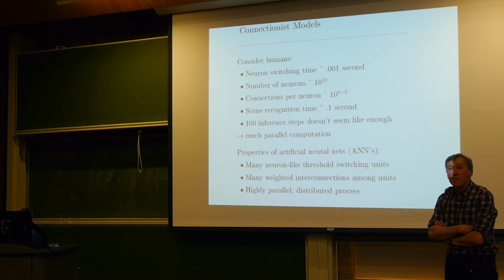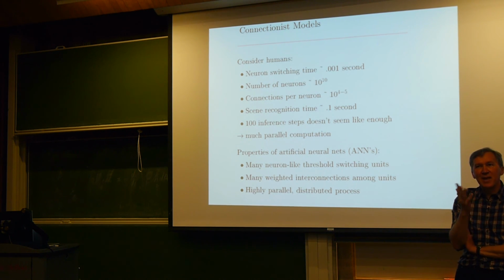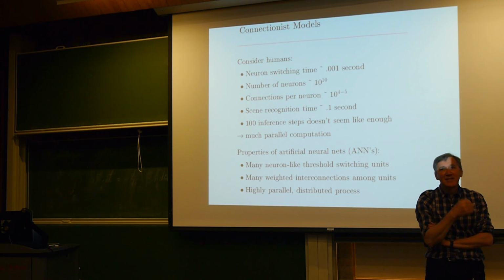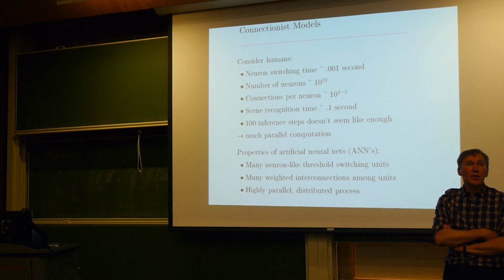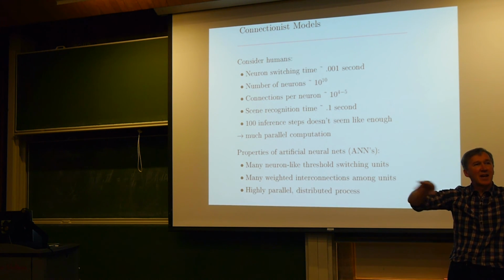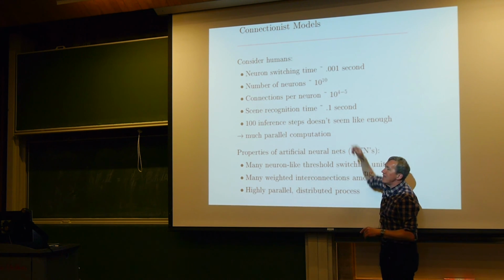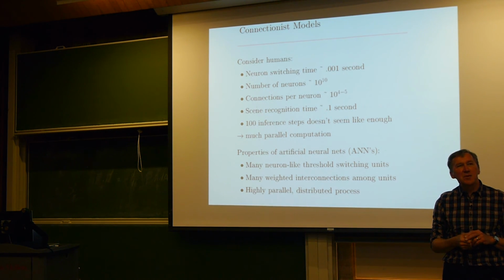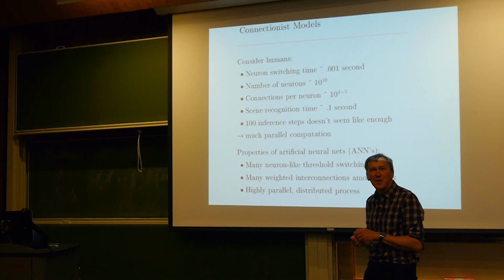Your neuron switching time is about a millisecond. That's about the fastest that your neurons can change state if something happens. You have about 10 to the 10th neurons in your head. Each of those neurons has about 10 to the 5th inputs coming to it, synapses that connect it to other neurons. And if your mother walks into the room, or I show you a picture with your mother in it, it takes you about 1/10 of a second. That's about as fast as you can recognize your mother or anything that you're familiar with.